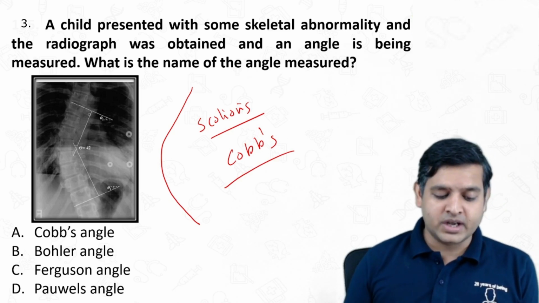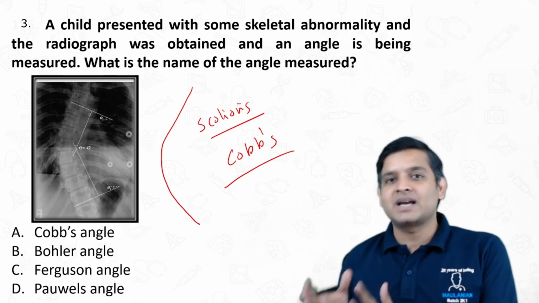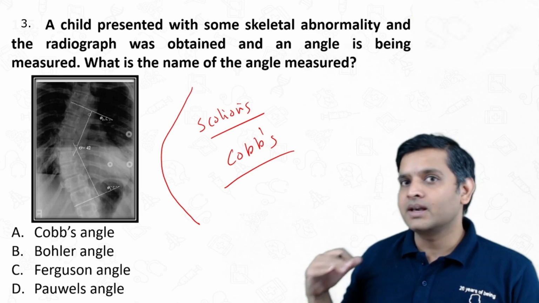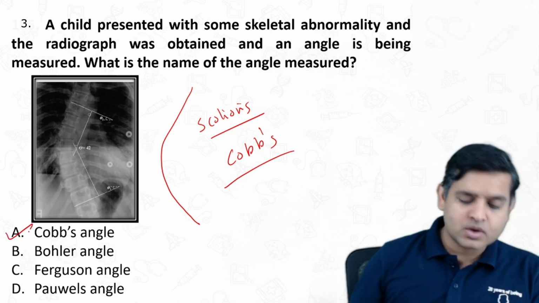Now the idea of measuring Cobb's angle is to see the degree of deformity so that a spine surgeon can define the exact treatment that is needed for this particular case. So this is nothing but a Cobb's angle.